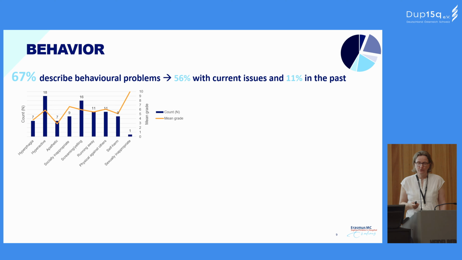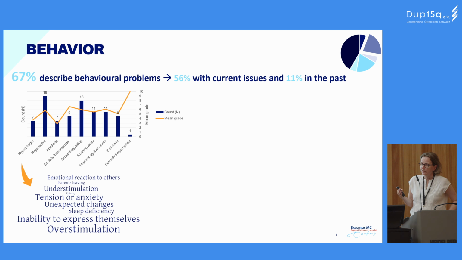Behavioral problems. Two-thirds of the parents describe behavioral problems, with almost half of them persisting. Hyperactivity, you have to be on all the time because they're everywhere. And the screaming, that's, I think, for you quite recognizable.